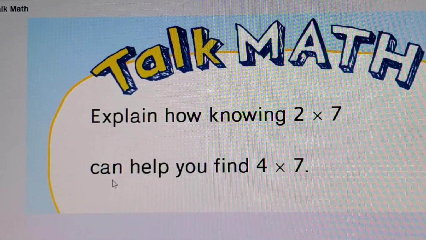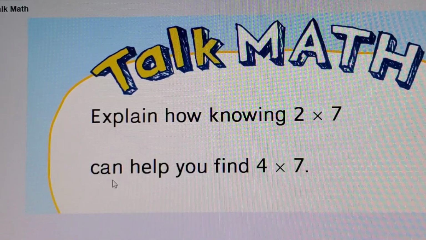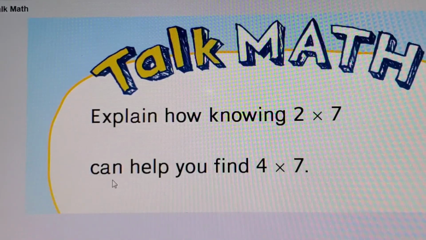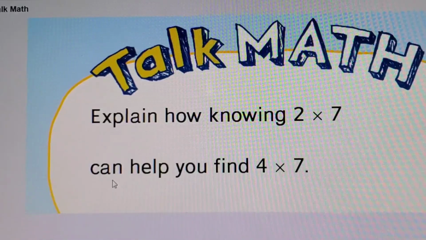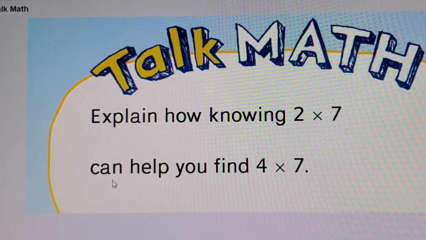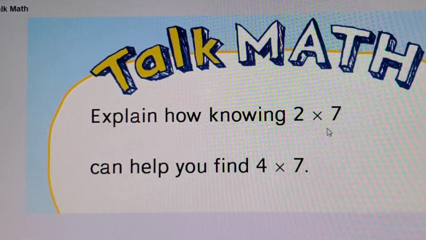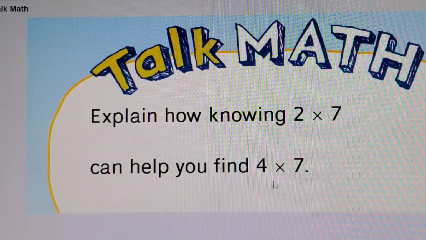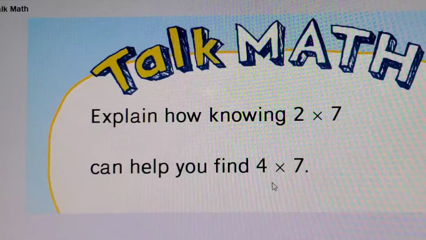This talk math page is not in your book, but let's think about this. Explain how knowing 2 times 7 can help you find 4 times 7. So I know 2 times 7 is 14. So I add 14 and 14, which equals 28. So 2 times 7 plus 2 times 7 equals 4 times 7. So 4 times 7 is 28.